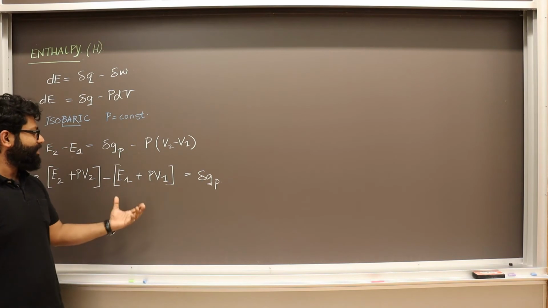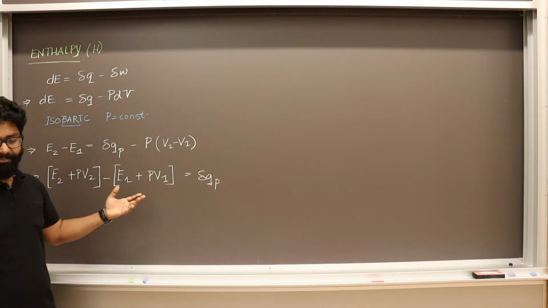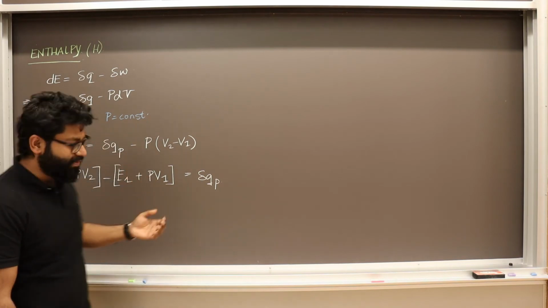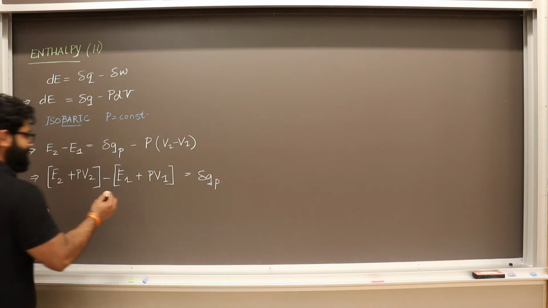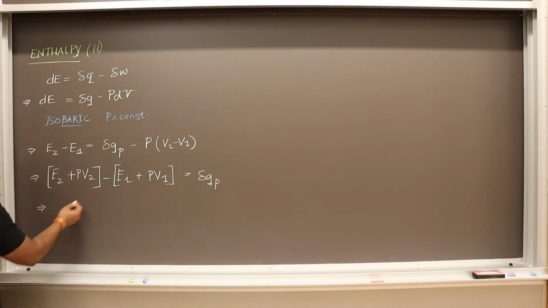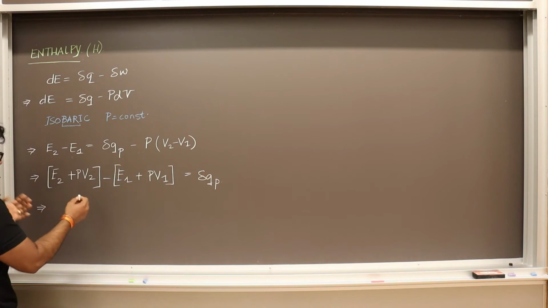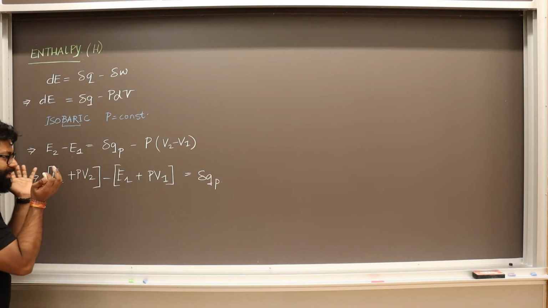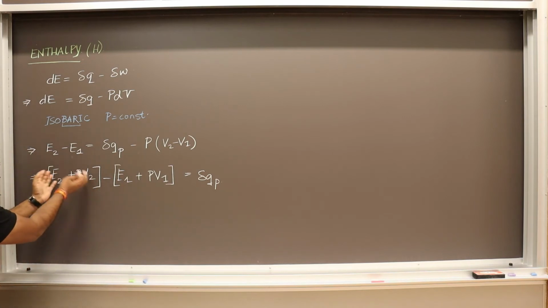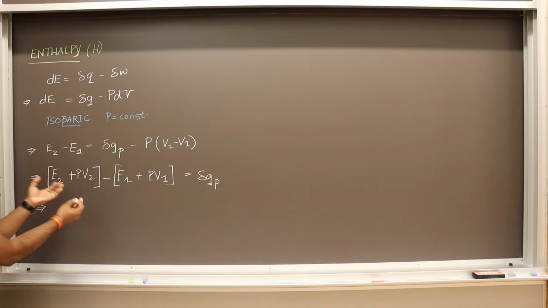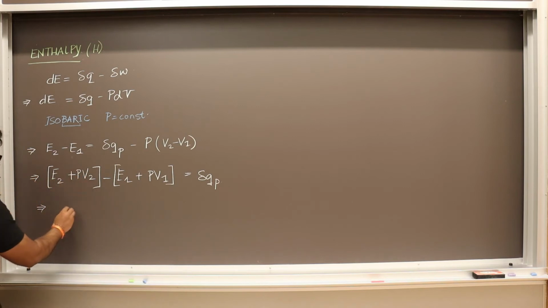So there's something going on with this quantity E plus PV, right? We can combine these two parts and write them as H2. So this is basically enthalpy.